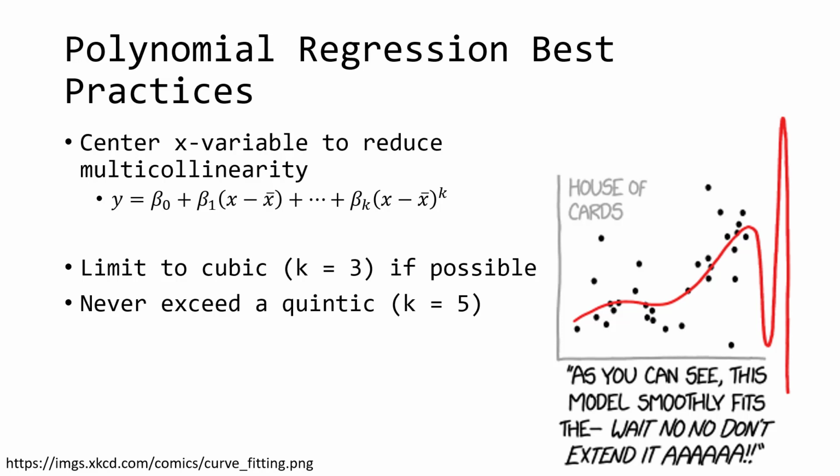However, in the situations where the theory justifies going to higher powers, a quartic or quintic may be used, but there needs to be enough data to support that decision, and extra care should be used. It's best to never exceed a fifth-degree polynomial.